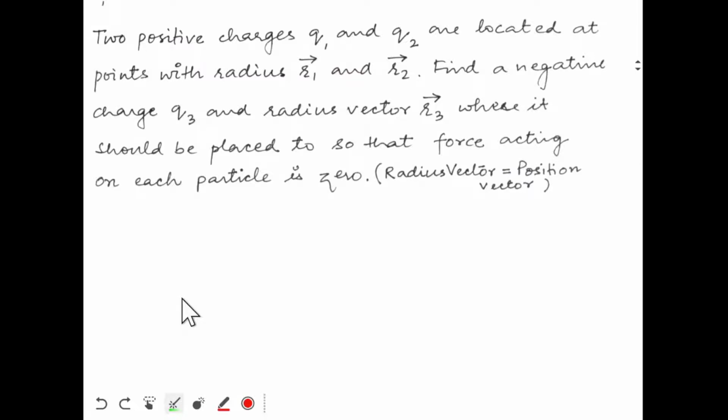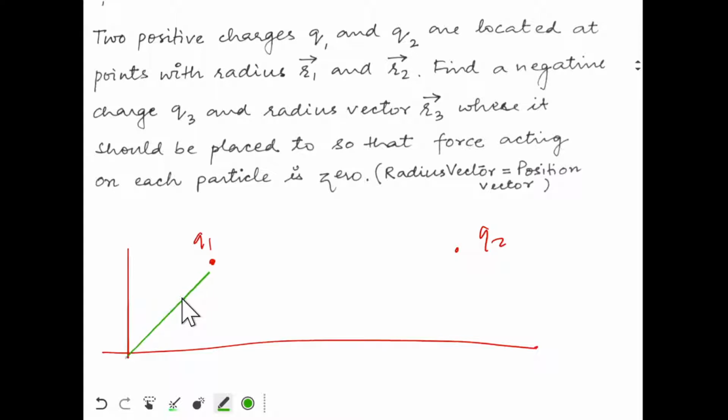Here in this question you have positive charges q1 and q2, correct? So what will happen? Let's just draw them. This is q1, this is q2. If this is your coordinate axis, then this is your position vector r1, and this is your position vector r2.